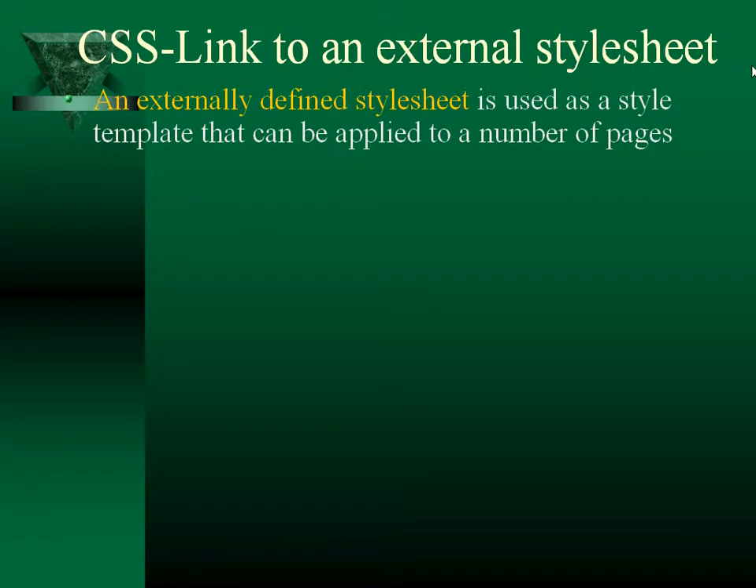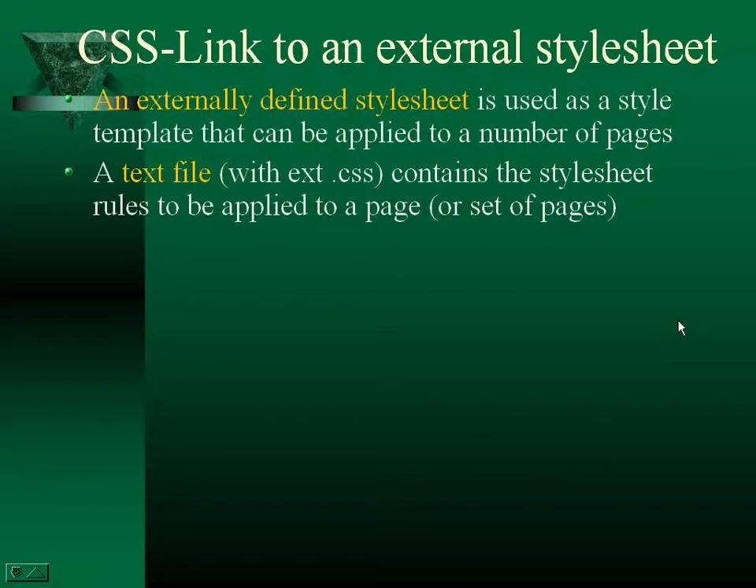Then coming to the second way of adding style sheets to web pages, that is linking to an external style sheet from the HTML document. In this method, we already create a style sheet, and that style sheet is used as a style template, and that file is called into our HTML page, or we can add this file into a number of pages. The created text file, which contains the style sheet rules, is saved with a .css extension.